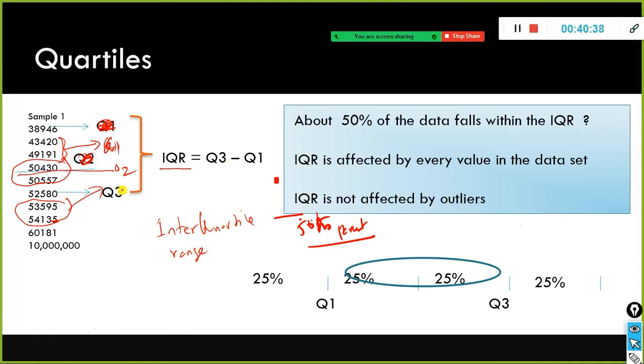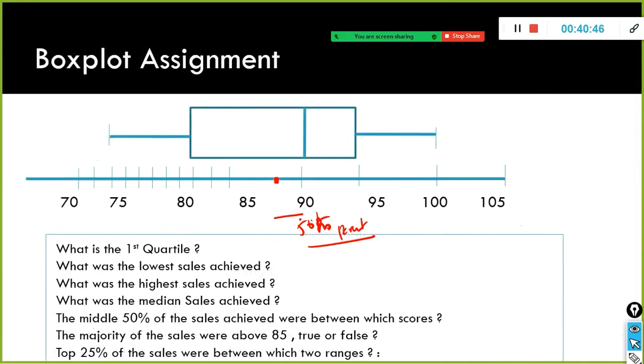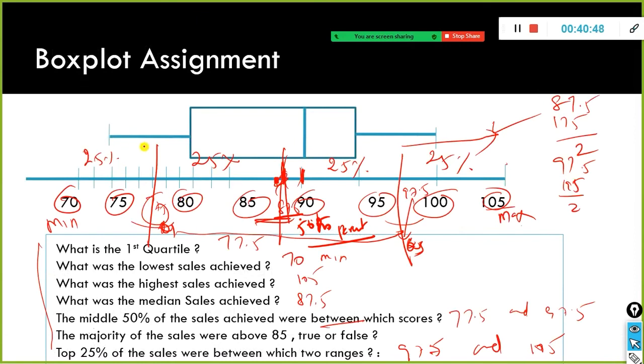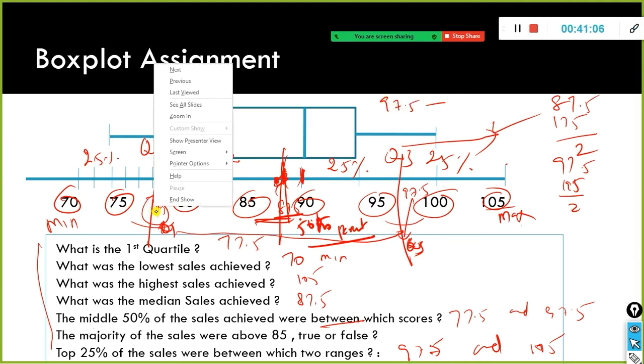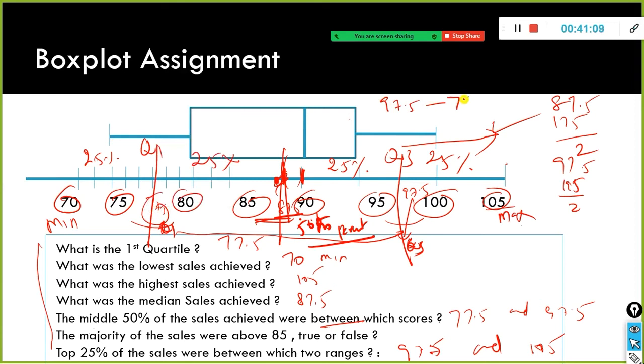This is very simple. You need to subtract Q1 from Q3. If I go back to the box plot, this is my Q1, this is my Q3. You need to subtract Q1 from Q3. So what is my Q3? 97.5 minus what is my Q1? This is 77.5, right? If you subtract, the value you get is your IQR, interquartile range.